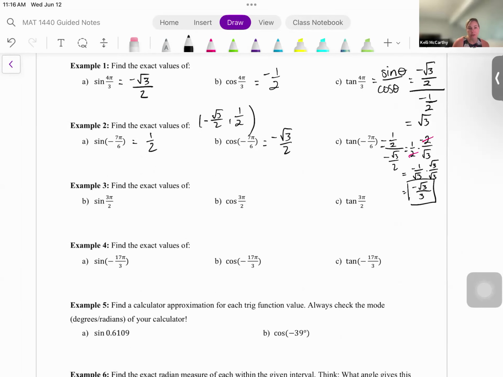Find the exact values with angle measure 3 pi over 2. Rather than jumping back to that unit circle, remember that our conversion between radians and degrees, 180 degrees is pi units. So here's pi, which means this would be 3 pi over 2. So we're looking at that point right there. And if our radius is 1, this ordered pair is 0, -1.